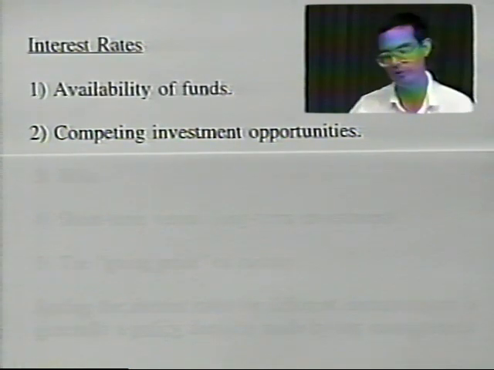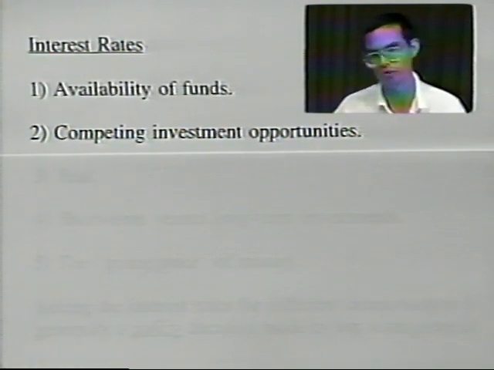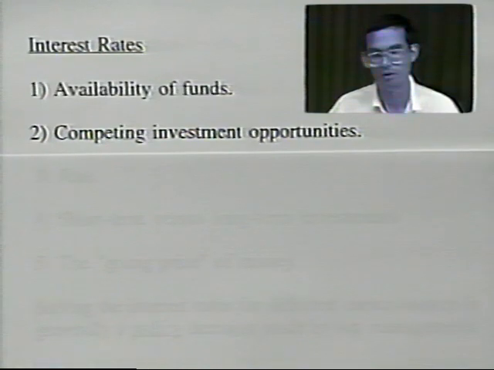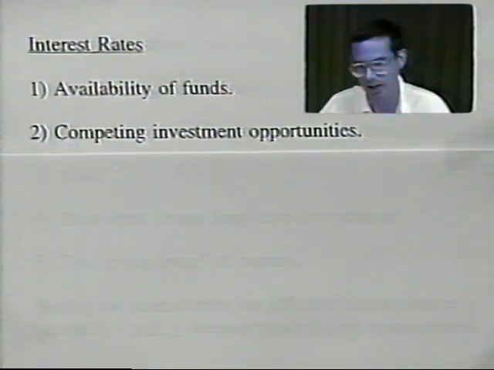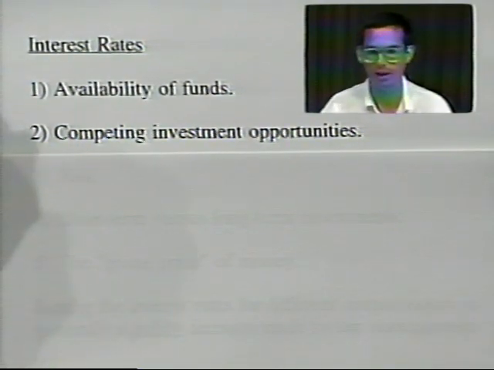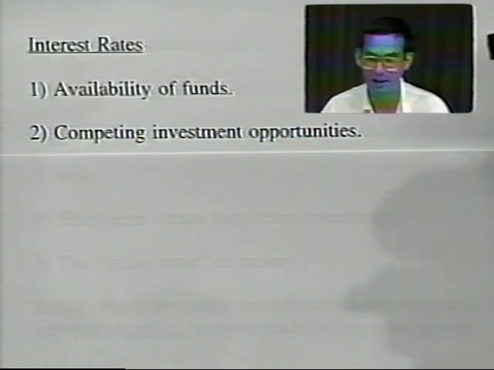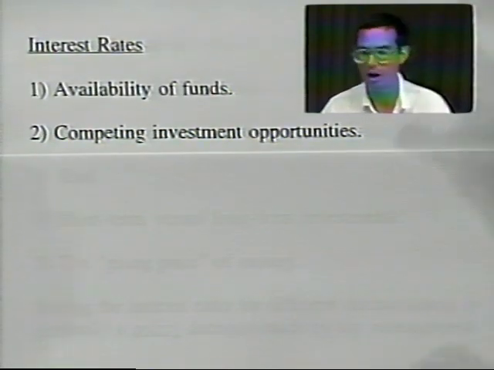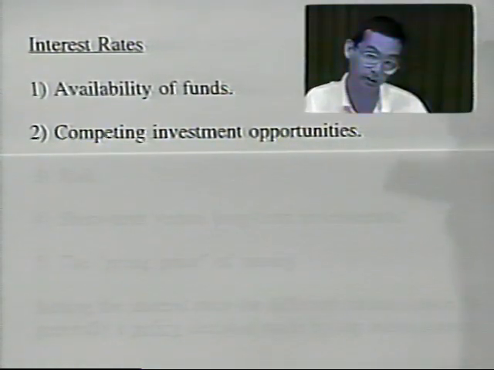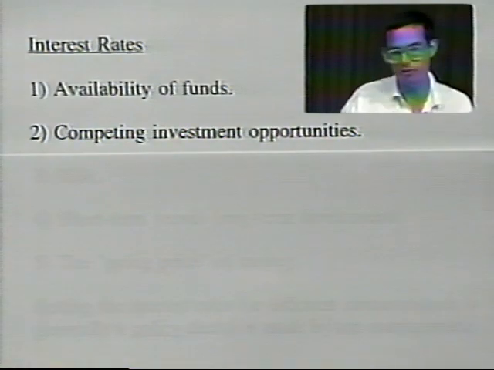Competing investment opportunities is another thing that controls the interest rate. If I have two different investments, and one earns, say, 8% and one earns 12%, and I only have enough money to invest in one of them, well, by setting the interest rate that I think is necessary to earn higher, I can eliminate the less desirable alternative. So it kind of depends on what's available.